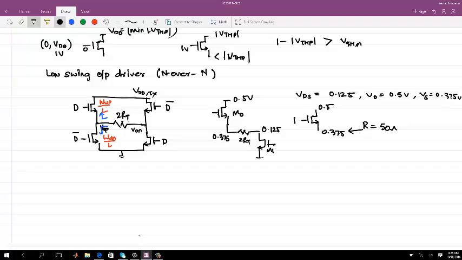Okay. Now when you choose the WN, W up and L in such a manner that the impedance is equal to 50 ohm, and you use that device size, you're not changing the swing now. Whenever it is on, you always keep the same swing. But if, let's say, I go from 0.5 to, for example, 0.4, then this impedance will not be 50 ohm.